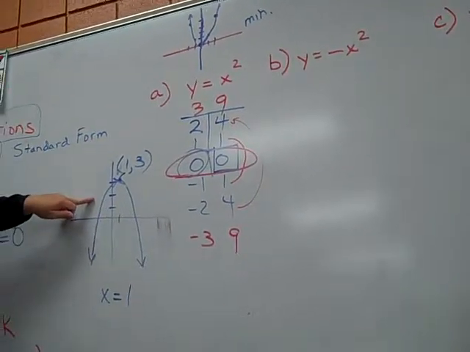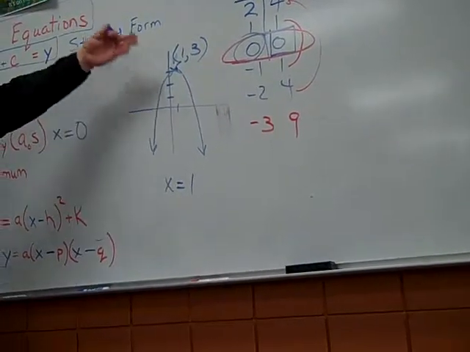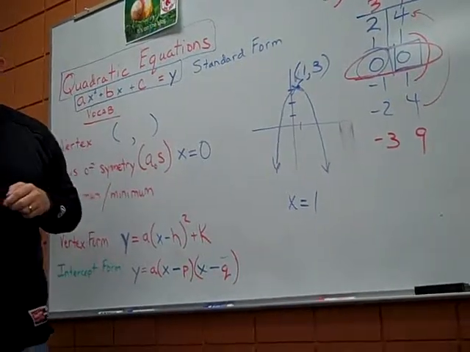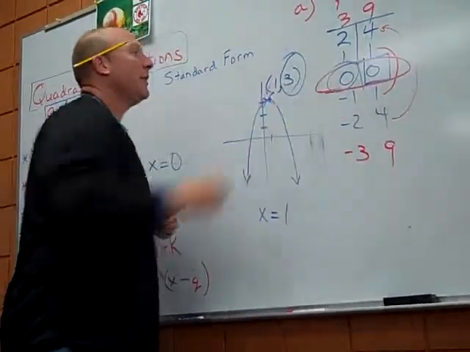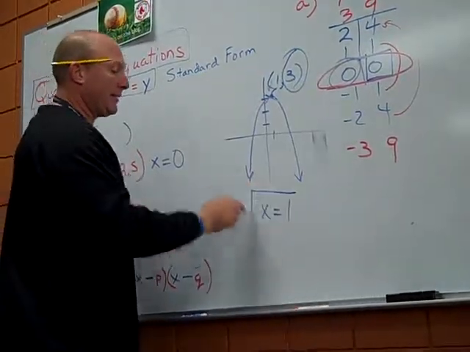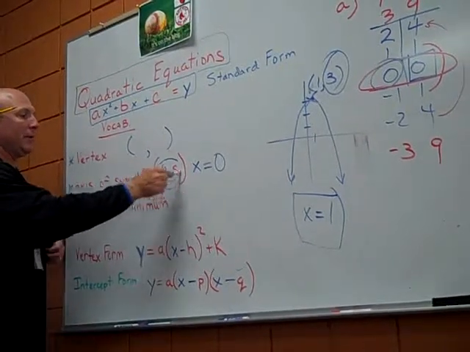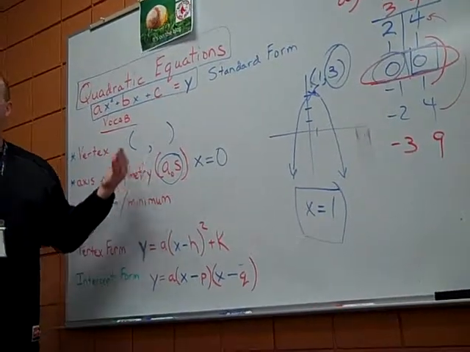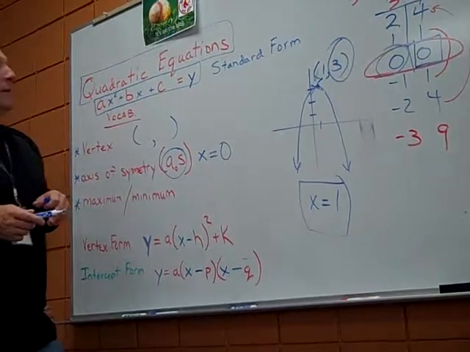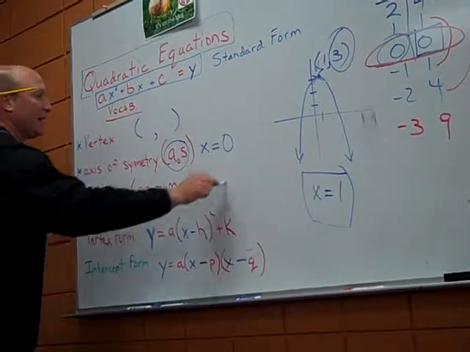What's my maximum value here? 3. That's as high as I go with my y values. That's as high as I go with my picture. So here is your maximum value. Your vertex 1, 3, axis of symmetry. And I write this because you'll see it written on sheets, quizzes. I simplify it to AOS. Okay? And then we have max and min. We will use these a ton.